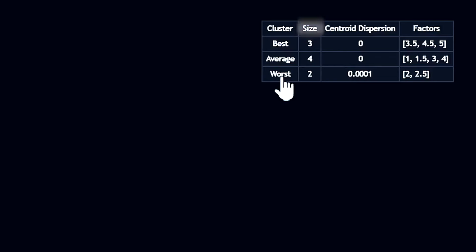There are a few columns to keep an eye on. Size tells you how many super trends are in a cluster. Bigger sizes usually mean more reliable signals. Centroid dispersion shows how spread out the values are within a cluster. Lower dispersion means that they're more tightly grouped, which usually means more consistency. Then there's the factor column, which shows the average super trend factor used. Higher factors give you looser stops, while lower ones make for tighter stops.